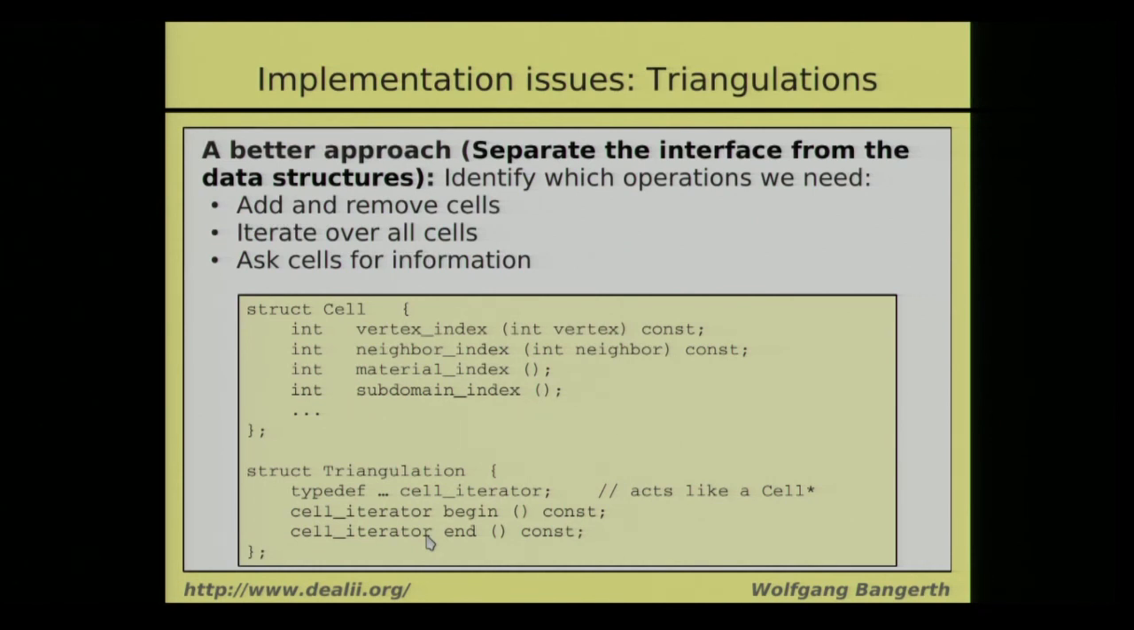And how we store that, again, is not all that important. But the point is that when you dereference one of these iterators, so this is a pointer to a cell, well, the cell has member functions called vertex index, neighbor index, material index, and so on and so forth. And they can give you the sort of information that you're looking for. So you don't need to know in which member variables this is stored. You just call these functions.